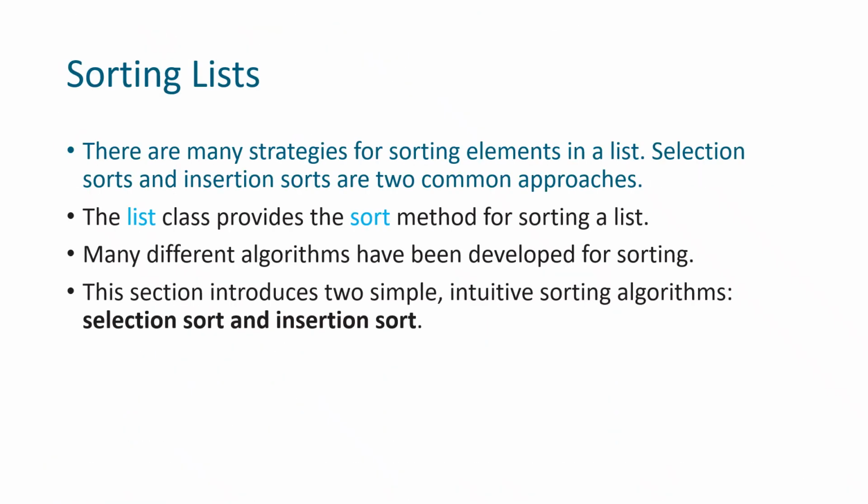Sorting a list. There are many strategies for sorting elements in a list. Selection sort and insertion sort are two common approaches. The list can provide the sort method for sorting a list. Many different algorithms have been developed for sorting. This section introduces two simple, intuitive sorting algorithms, selection sort and insertion sort.